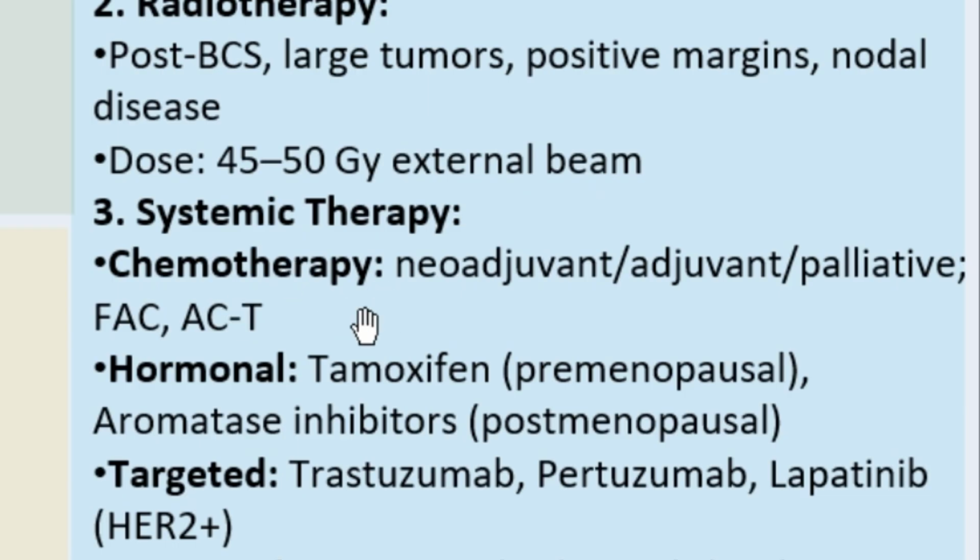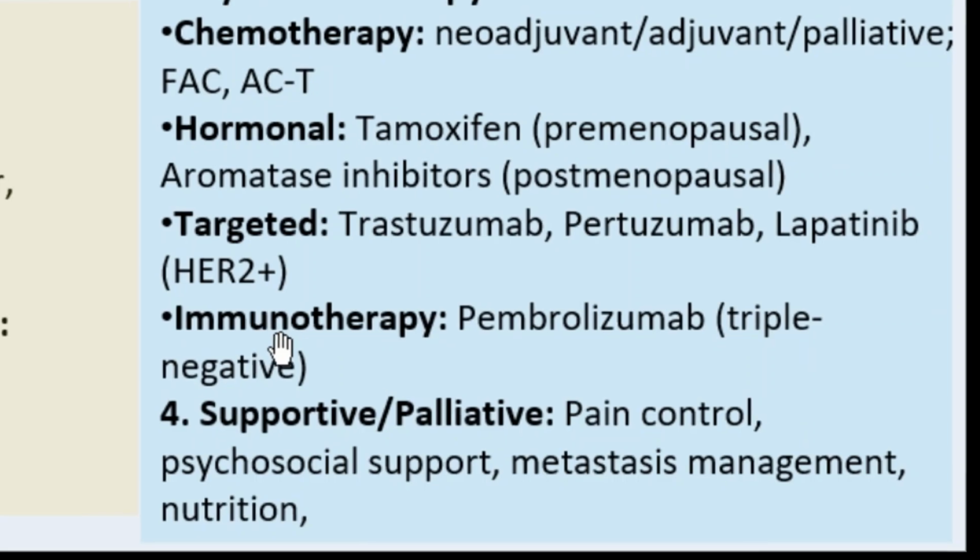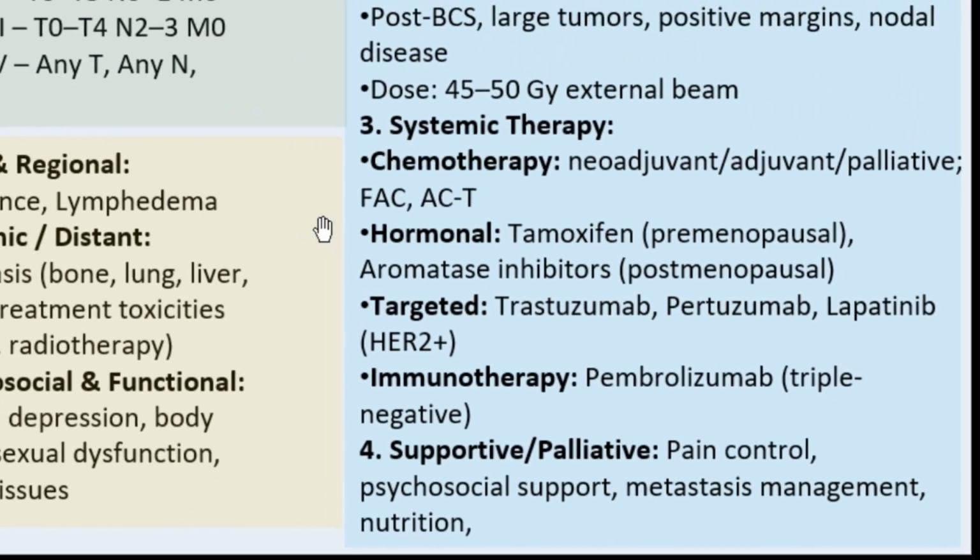Then systemic therapy, where we can do chemotherapy, neoadjuvant, adjuvant, and palliative. So we can use hormonal therapy, that is tamoxifen and aromatase inhibitors: tamoxifen in premenopausal, aromatase inhibitors in postmenopausal, because aromatase inhibitors are going to prevent the aromatization of other hormones like testosterone to estrogen. Then we can do targeted therapy, that's trastuzumab, pertuzumab, and lapatinib for the people who have HER2 receptor positivity, and then immunotherapy and supportive and palliative care.